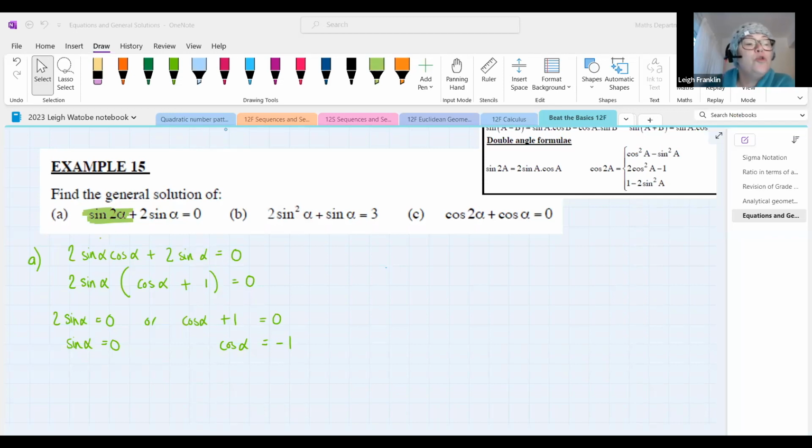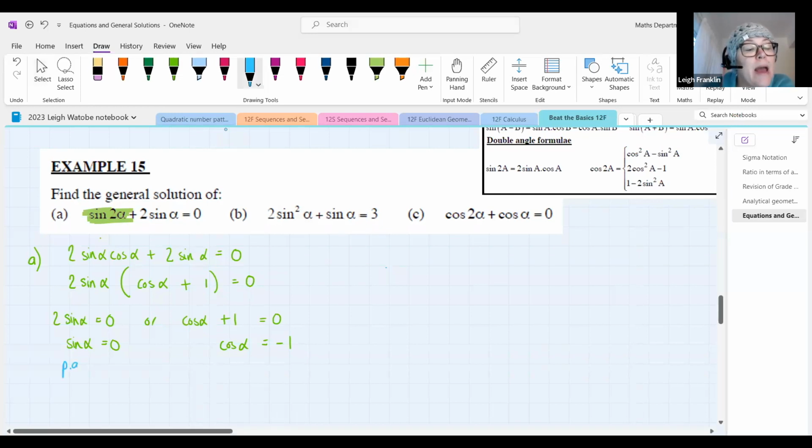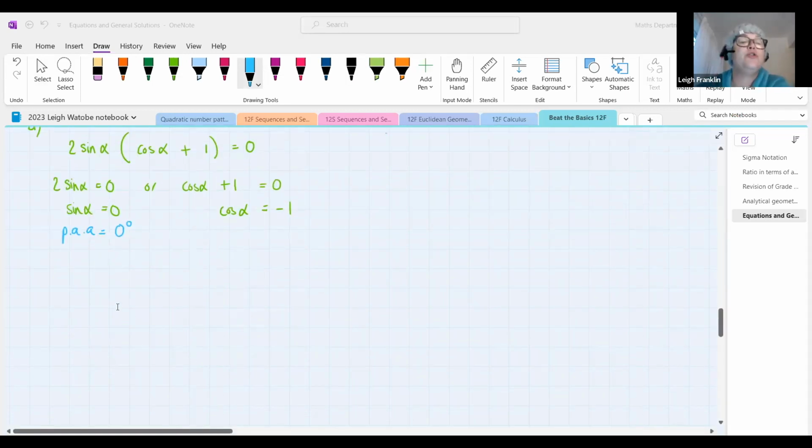Okay, so your ratio is 0. So let's work first with where sine theta equals 0. So when you find your PAA, you should have also worked out that it was 0 degrees. Okay, did you get that? So for sine theta equals 0, did you get your PAA is 0 degrees?